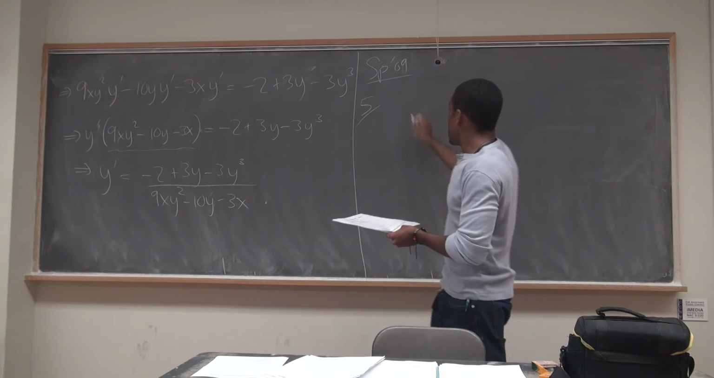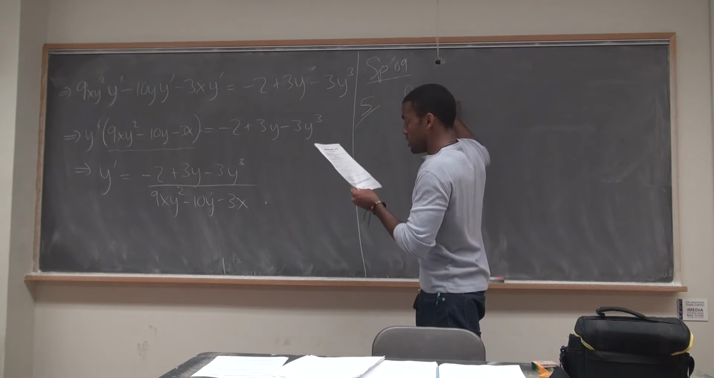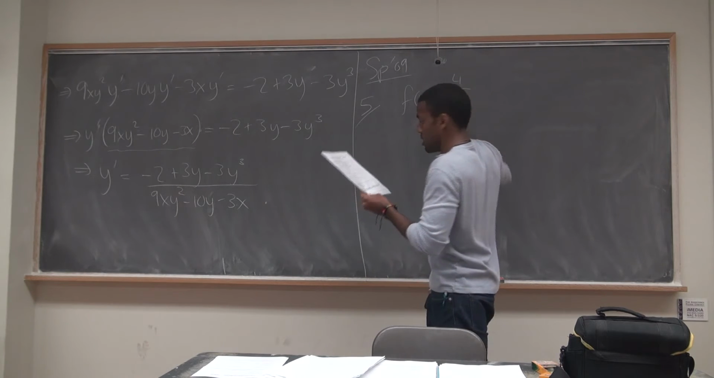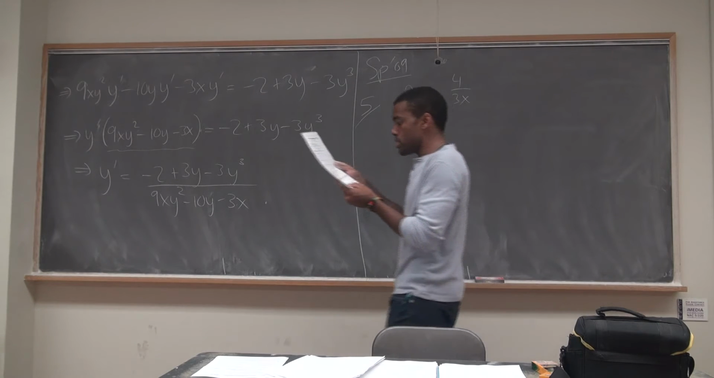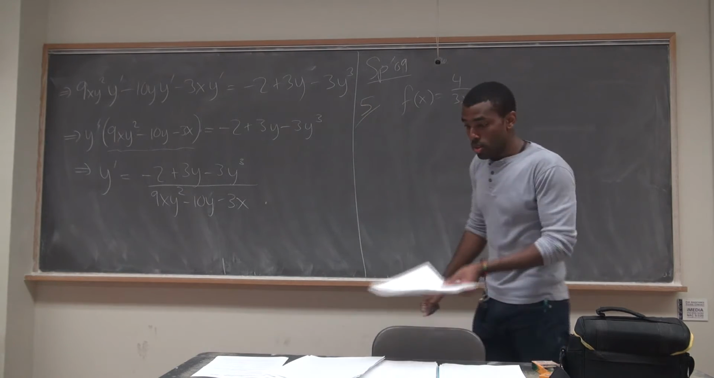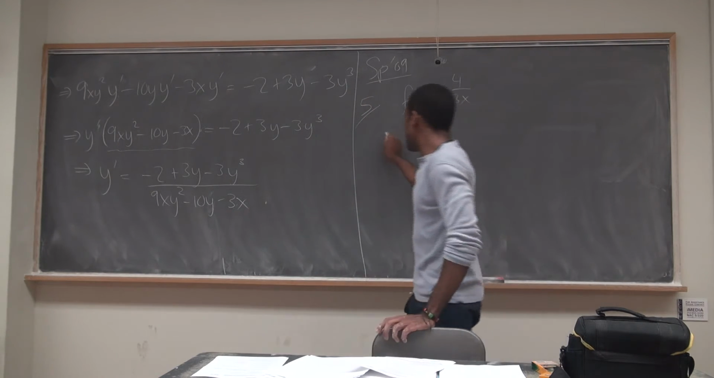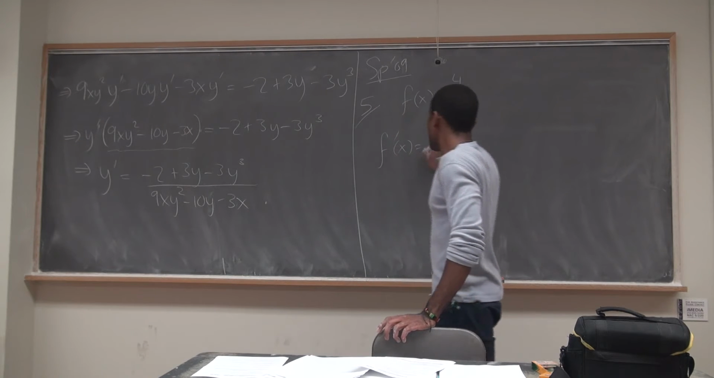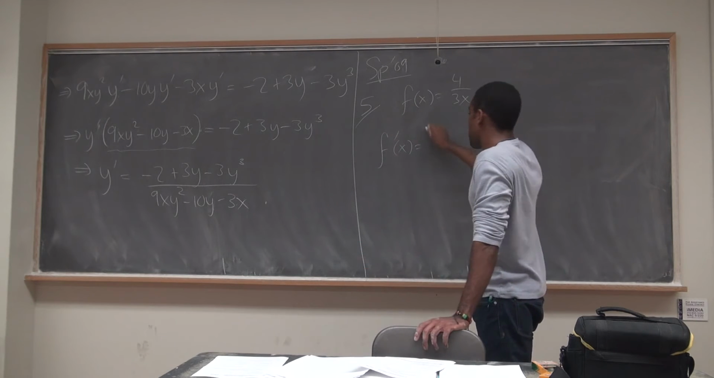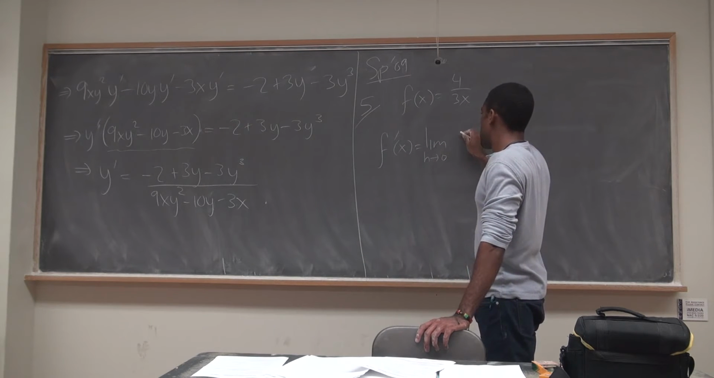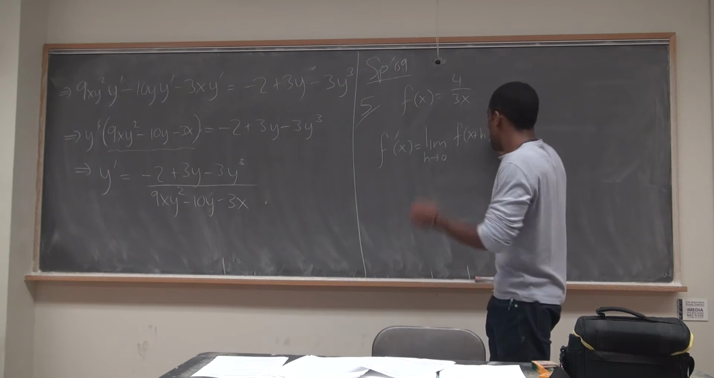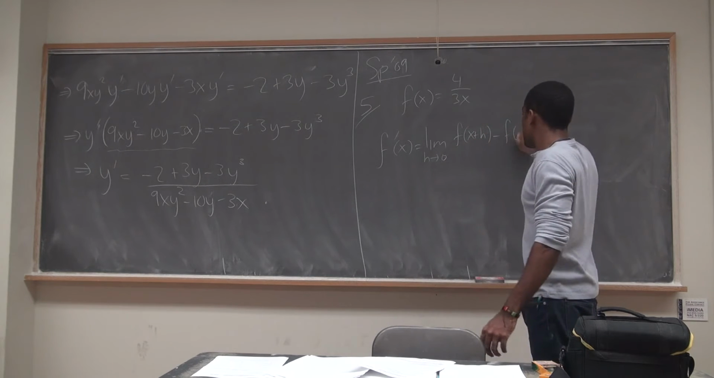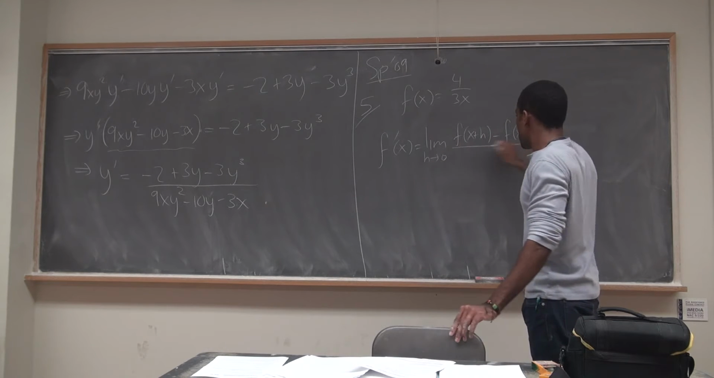So this one says our f of x is 4 over 3x, and it says using the definition of derivative, in parentheses limits, compute f prime of 3. So that means you need to use limits to find the derivative. So the definition is what? The limit as h approaches 0 of f of x plus h minus f of x, over h.